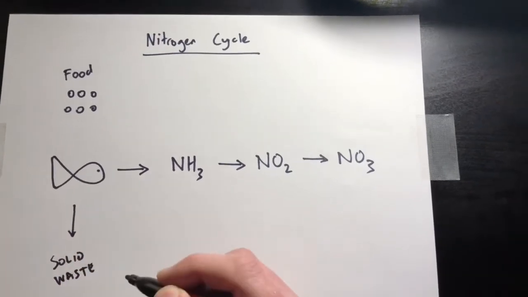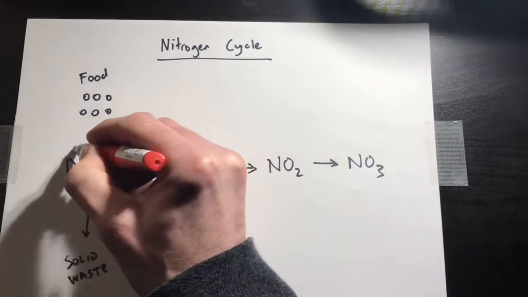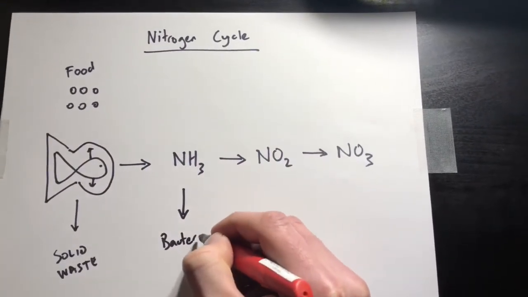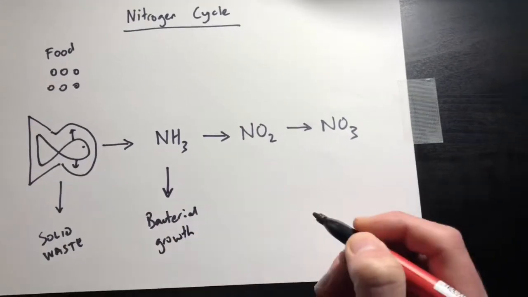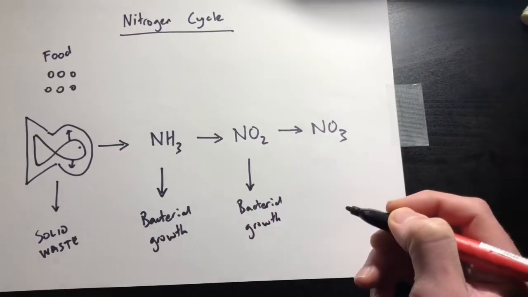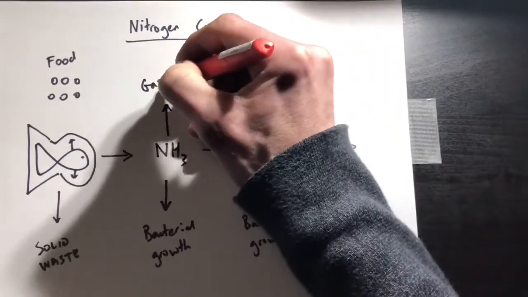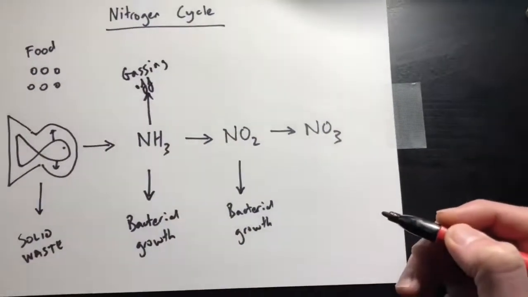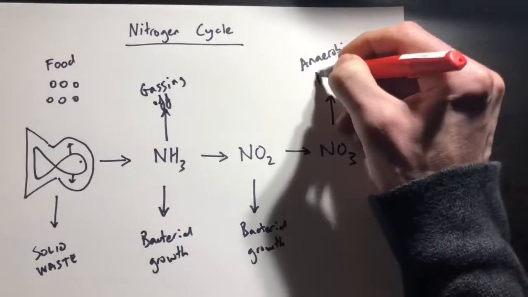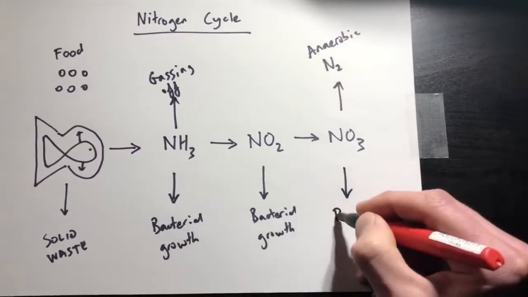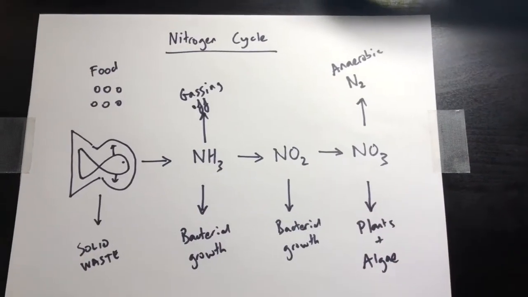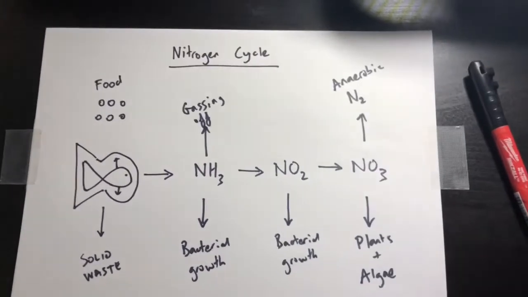The fish produce solid waste, which drops to the bottom of the pond. They also grow, so some of that nitrogen actually goes into the body of the fish. Also, some of the bacteria that convert the ammonia grow and they incorporate some of the nitrogen into their bodies as well. Same for the nitrobacters. You have gassing off, where bubbles and agitation of the water result in ammonia leaving the water and going into the air, and you also have anaerobic bacteria turning nitrate into nitrogen. And you have plants and algae that use the nitrate for their growth.